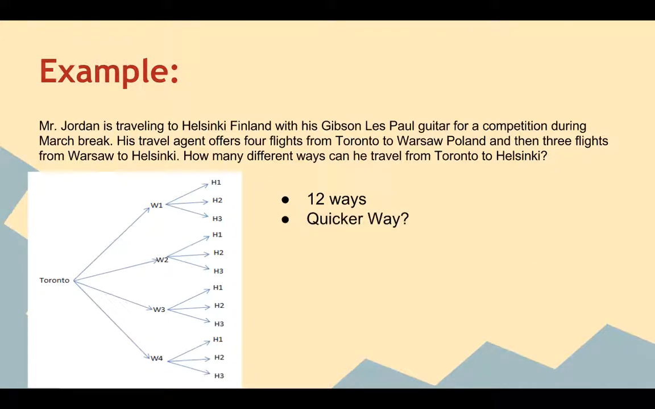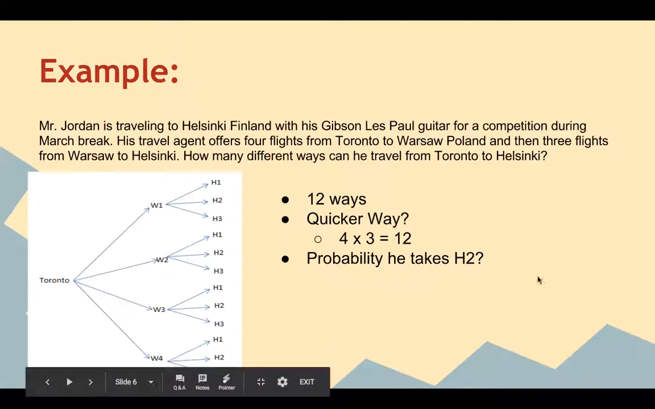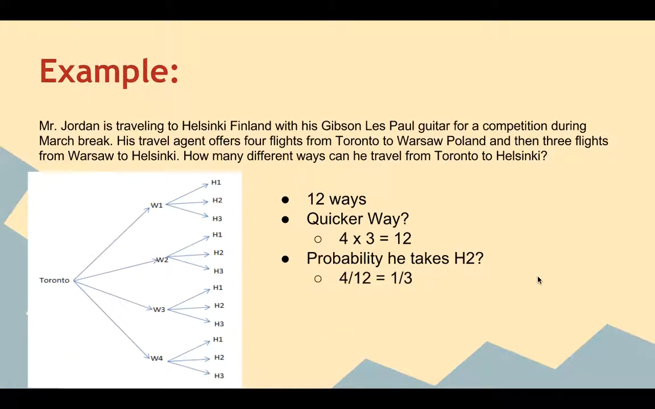Is there a quicker way? This is what we're going to call the slot method, or the fundamental counting principle. You just multiply 4 by 3. For the probability, take H2. You can see all the flights with H2 in them. It looks like there's 4 ways, so 4 out of 12, or 1 out of 3.